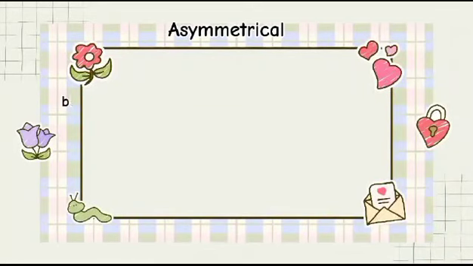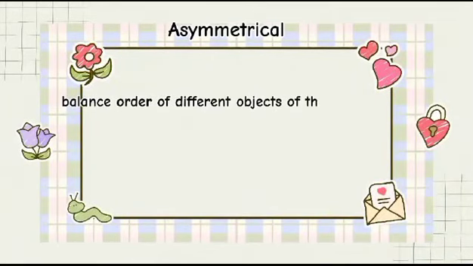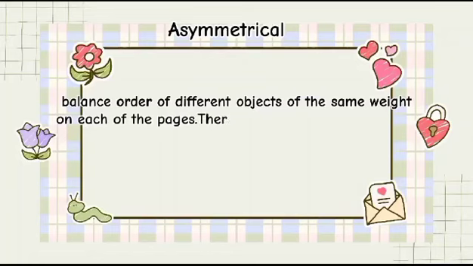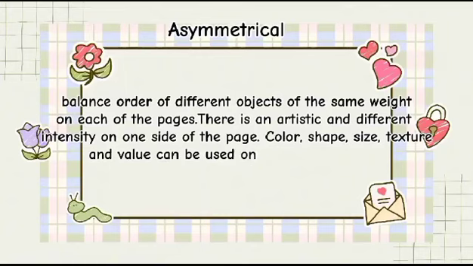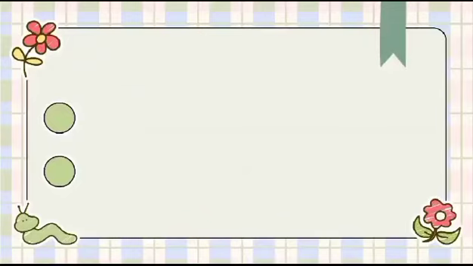Next, asymmetrical balance. Different objects of the same weight are placed on each side of the page. There is an artistic and different intensity on one side of the page. Color, shape, size, texture, and value can be used in balancing elements.